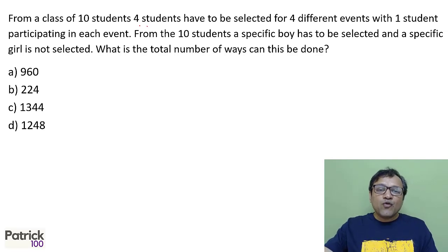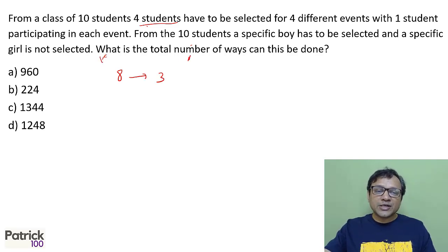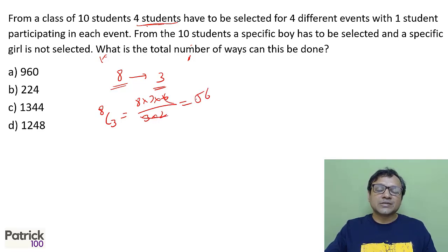From a class of 10 students, 4 students have to be selected for 4 different events, one participating in each event. From the 10 students, a specific boy has to be selected and a specific girl is not selected. That means 8 students are left from which I have to choose 3, because one is already selected and one is already rejected. Since I have to choose 4 students totally, from the 8 I have to choose now 3, 8C3, which is 8 into 7 into 6 over 3 into 2, which gives you 56.